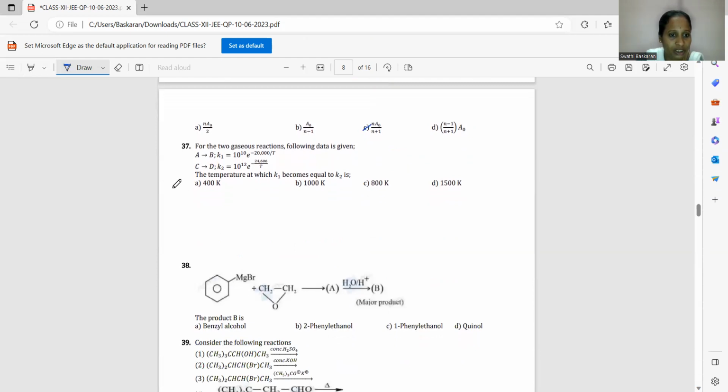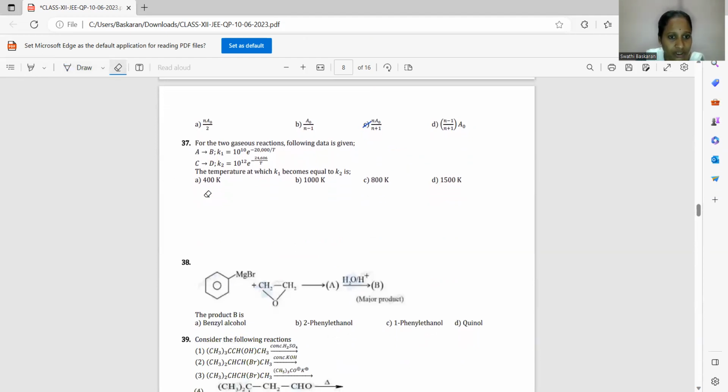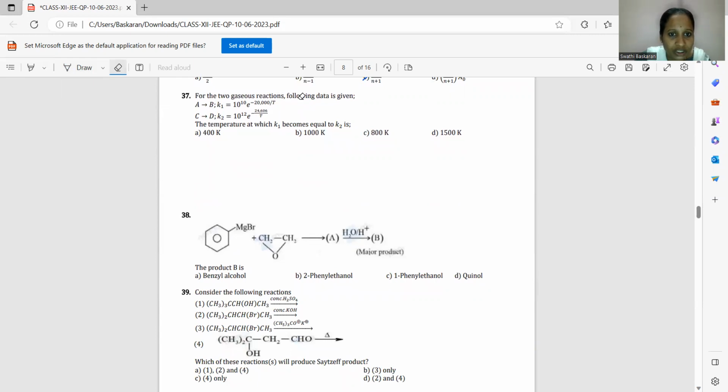Now coming to the 37th question. So what is the 37th question? For the two gaseous reactions, the following data is given. A to B, they are giving the k1 value, and C to D, they are once again giving the k2 value. Now what they are saying is the temperature at which k1 becomes equal to k2. So we are going to equate these two terms, which means that we need to find out at which temperature both k1 and k2 will become equal to each other.